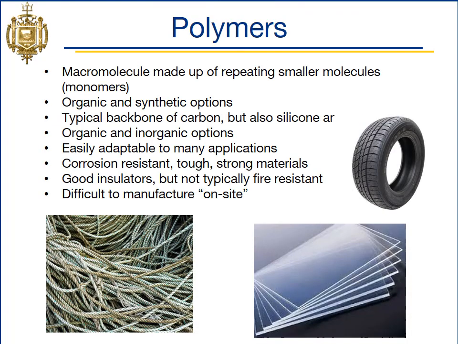Polymers are another common material. In the bottom left, you can see some nylon rope. On the right side, you can see a rubber tire. A big advantage of polymer is that it's flexible and that it's corrosion resistant.